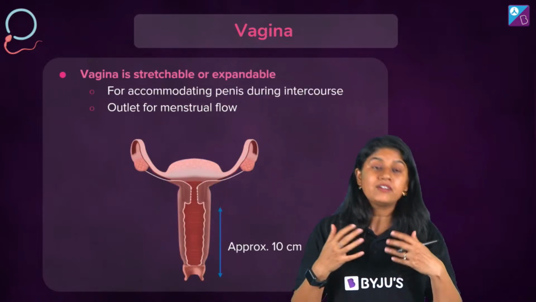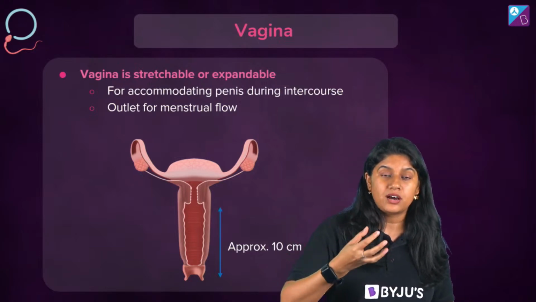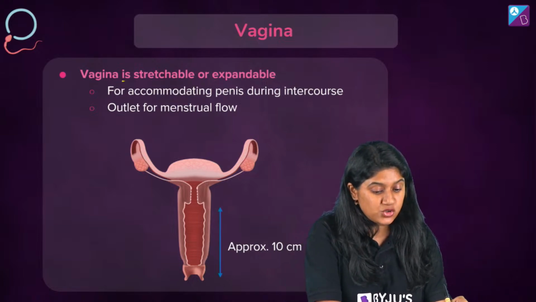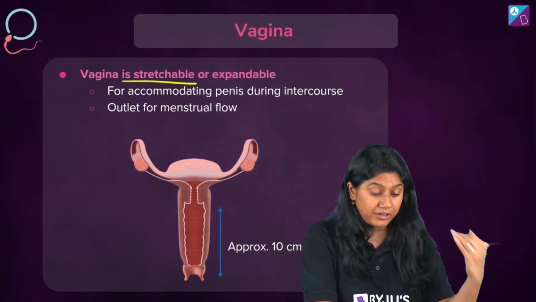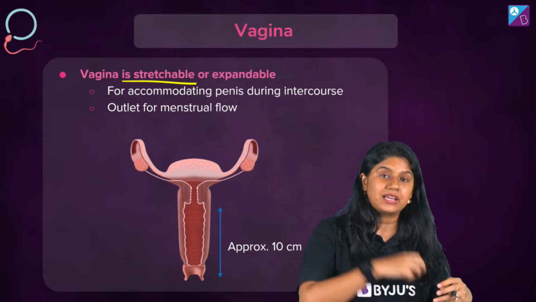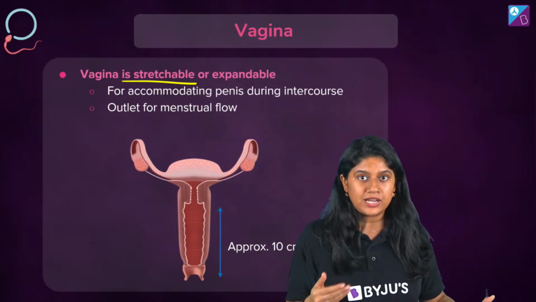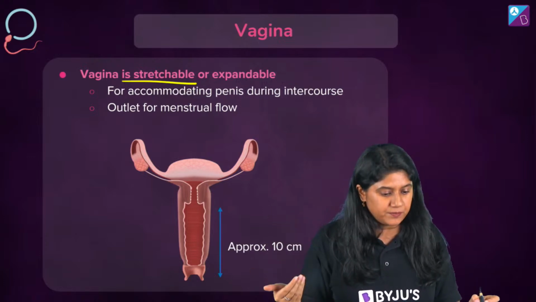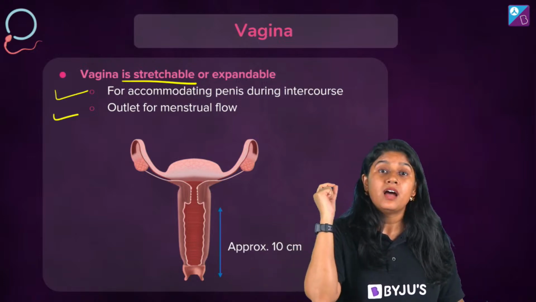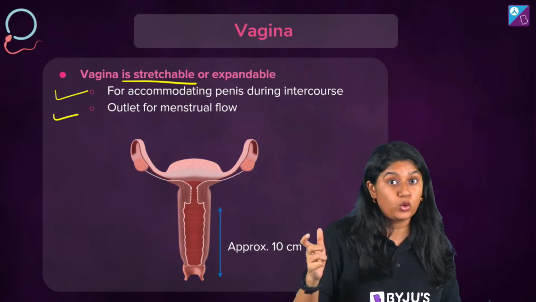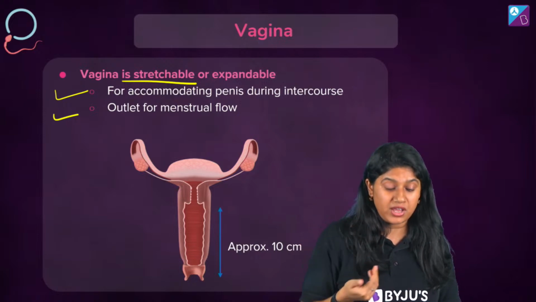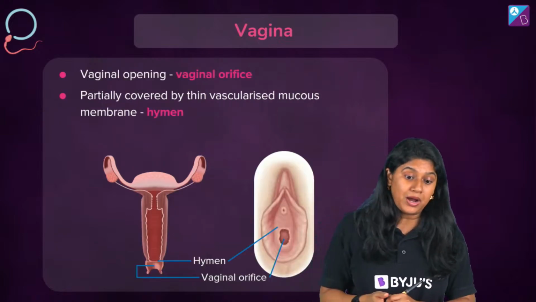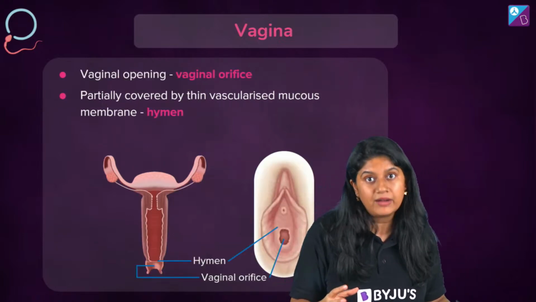Now moving further, we talk about how the vagina is flexible. We know that it is stretchable and definitely expandable, so that it can receive the penis during sexual intercourse. This is very important. And of course it is the outlet for the menstrual flow also, so that the blood, the uterus lining, can pass through it. This is very important information related to it.